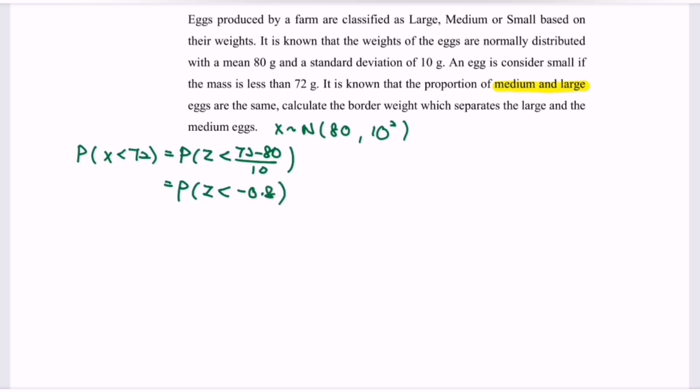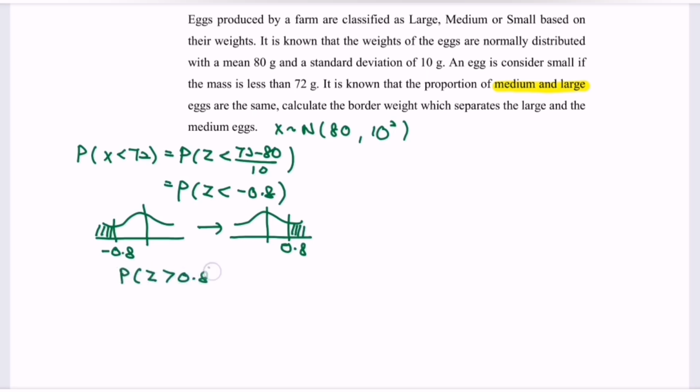So refer to the diagram. Here will be the negative 0.8, and here will be the region. Then 0.8, and here will be the region. Rewrite the formula, so z greater than 0.8. By referring to the statistical table, page 20, we have the probability 0.2119. So now how many percent of eggs do we have for the small category? The answer is 21.19% of small eggs.